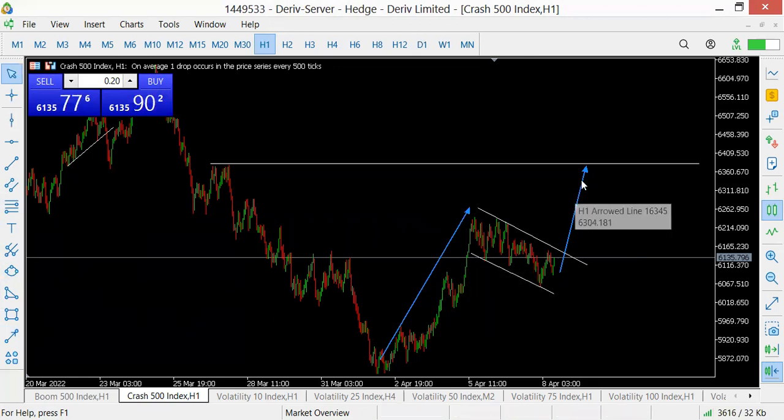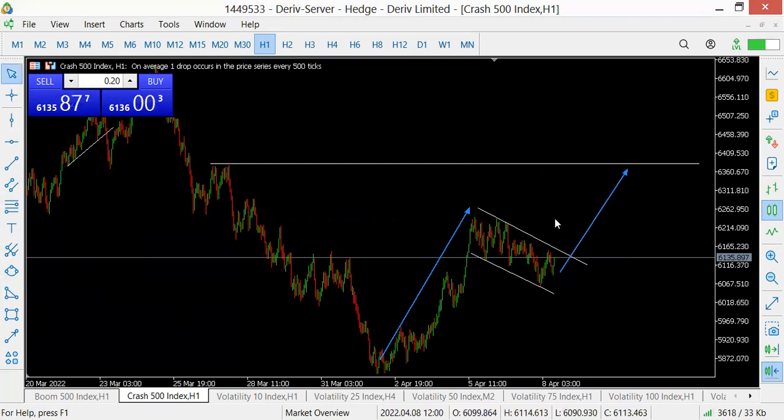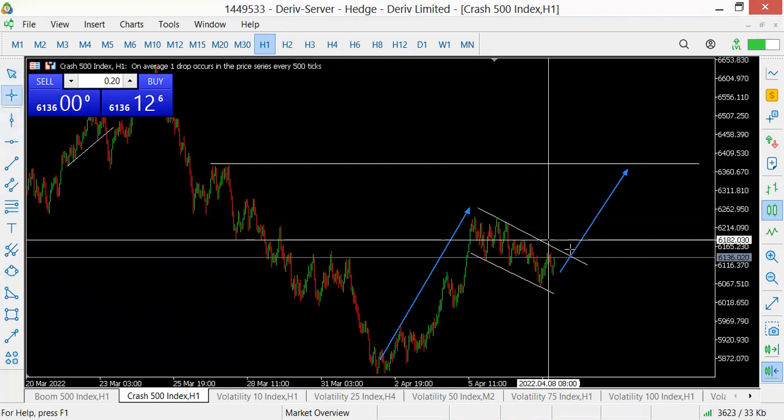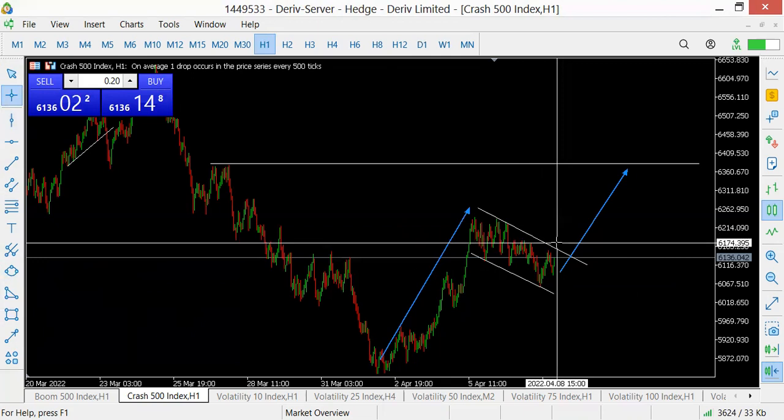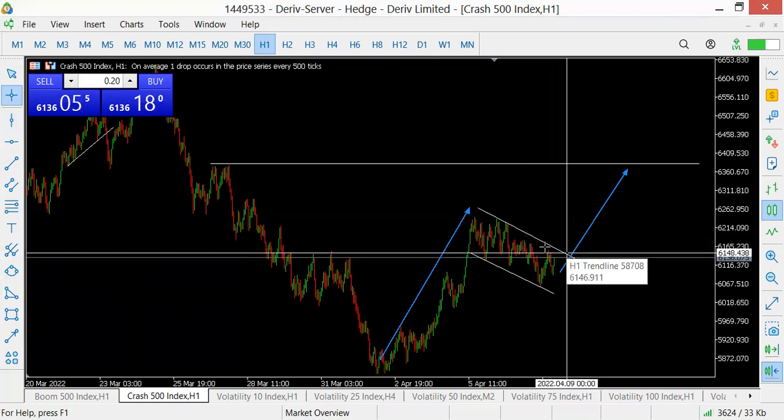A bullish flag. This is a bullish flag. And once you see a bullish flag in the market, it indicates that price is about to continue to the upside. So we'll be looking at price breaking this trend line, and there's every tendency that price breaks this trend line without coming back to retest it.